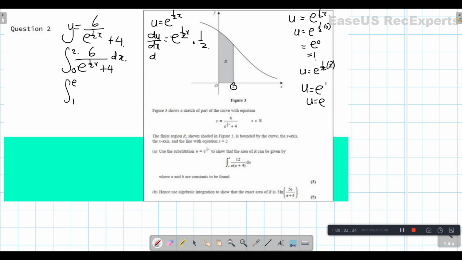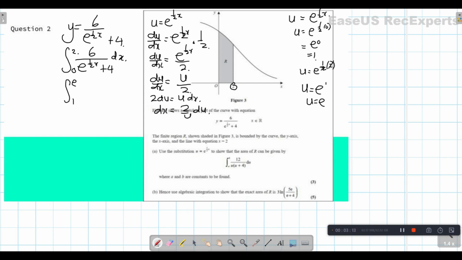Therefore, du over dx equals e to the power of half x over 2. And since u is e to the power of half x, I can change that to du over dx equals u over 2. Or in other words, if I want to make dx the subject, it will be 2 du equals u dx. Therefore, dx equals 2 over u du.